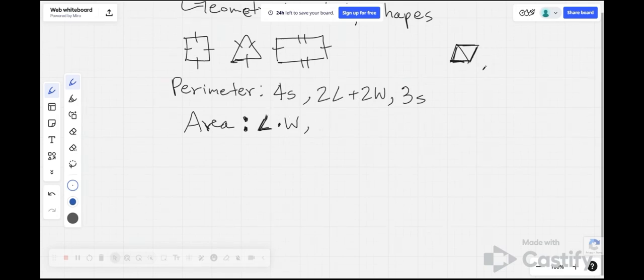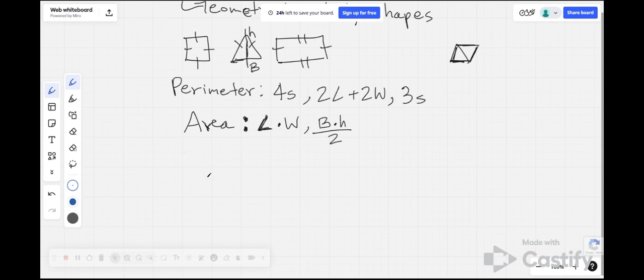So using this information, we would give the same equation, but the terms would be different. So this part would be called the base, and this line here would be called the height. So it'd be base times height divided by 2. That's the area of a triangle.